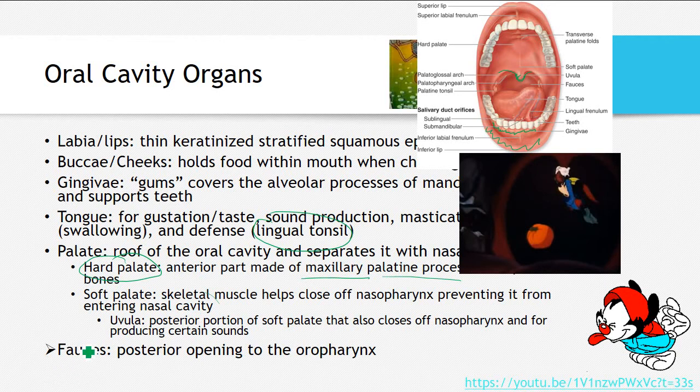Fauces is the area right here where it borders the oral cavity from what's behind the oral cavity? Oral pharynx.